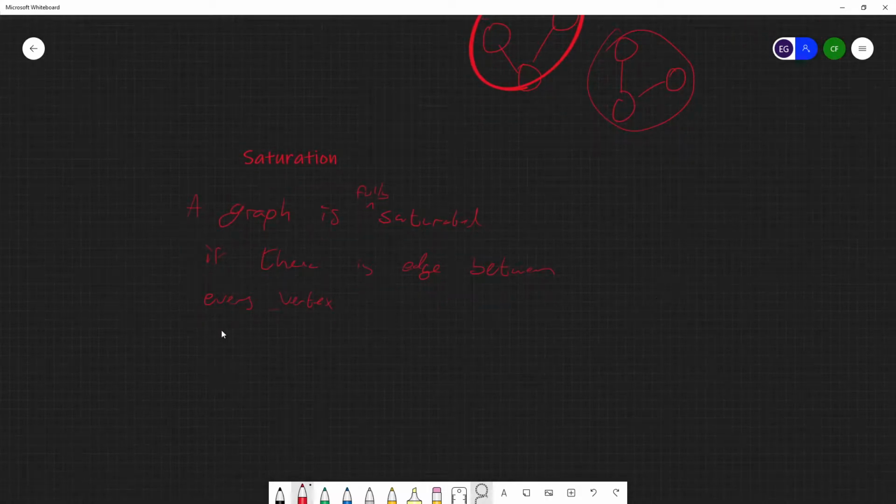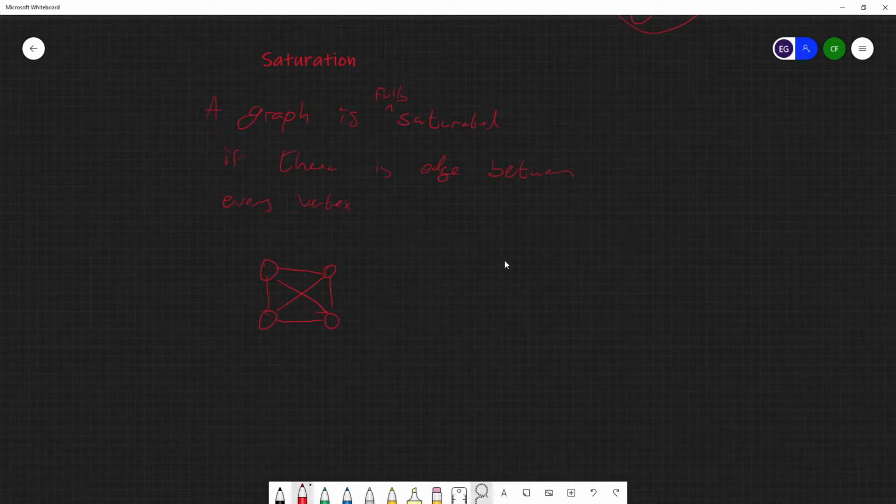So this means that if you would have the four things we had before, 1, 2, 3, 4, we have this. This is a fully saturated graph because from every vertex, there is an edge to every other vertex. You can get from every vertex to every other in a single path of length 1.